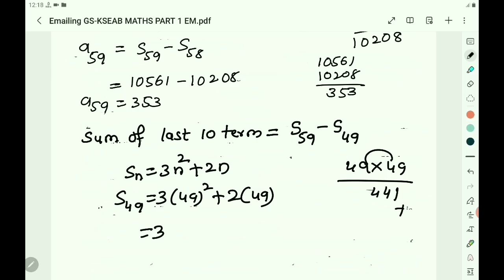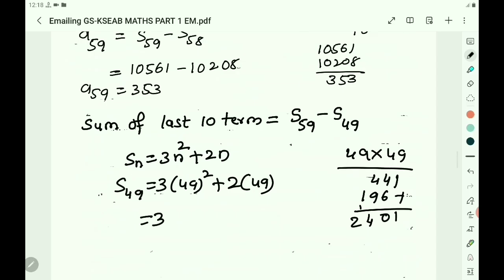Plus 9 4s are 36. 3 carry. 4 4s are 16 plus 3, 19. Equals 16 plus 4, 10, 1. 9 plus 5, 14. 1. So you got 2401. 49 square is 2401 plus 2 into 49 is 98.